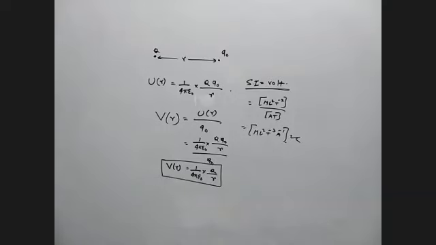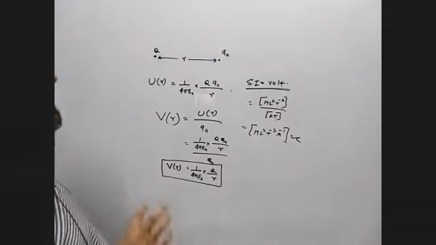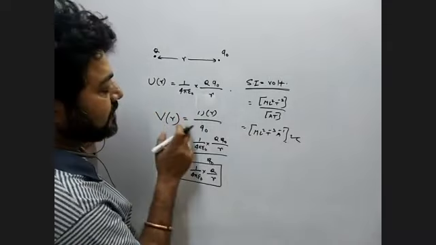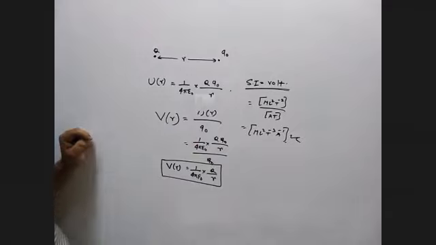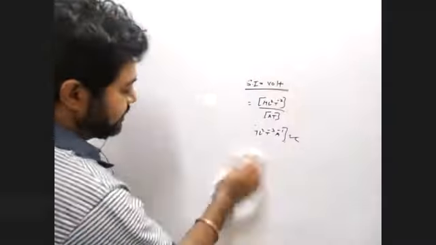So the SI unit is volt, and this one is 1 by 4 pi epsilon naught Q by R. Now see, this potential energy is also very, very important. And this relation: potential energy is Q into potential, and potential is potential energy by that introduced charge. So these are very, very important things.